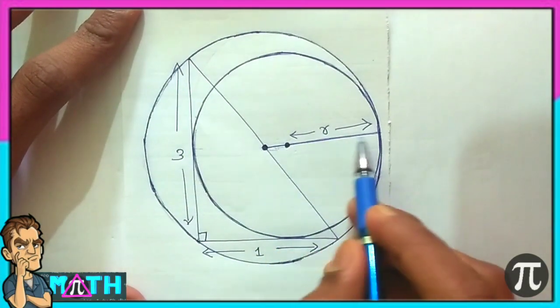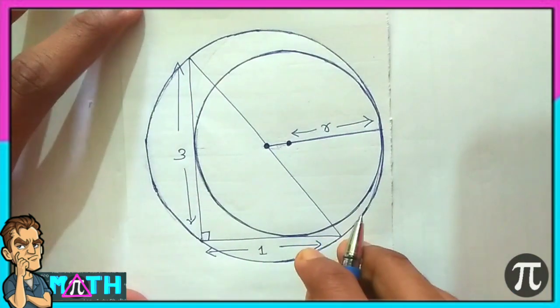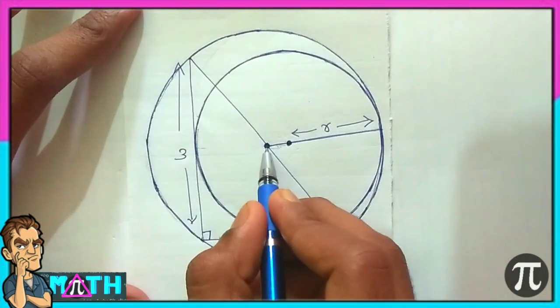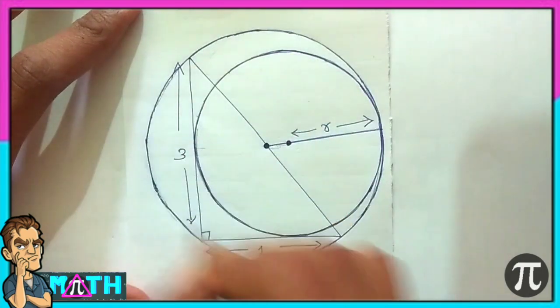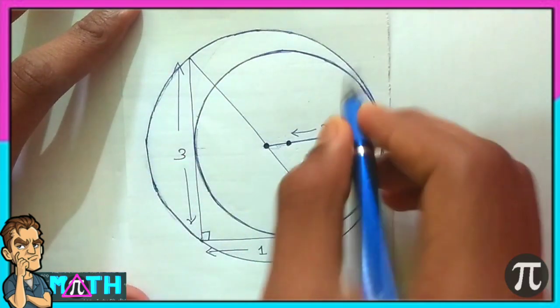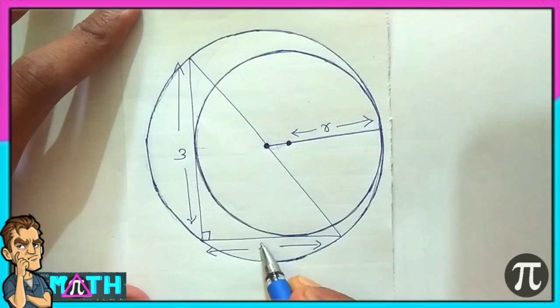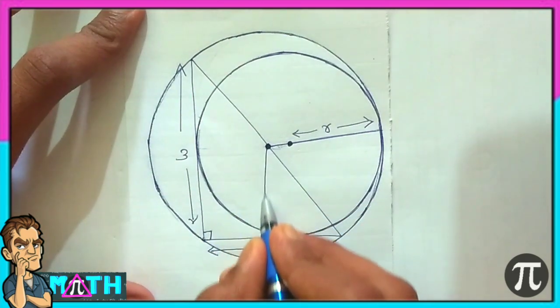It is a right angle triangle with perpendicular 3 units, base 1 unit, and this is the center of the bigger circle and this is the center of the smaller one. And now we have to find the radius of the smaller one.